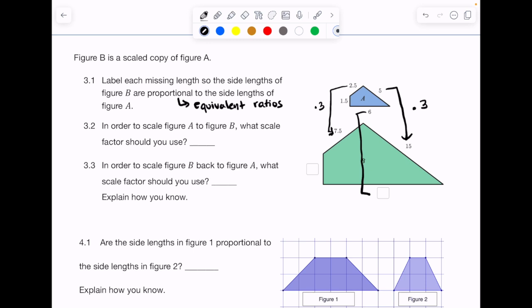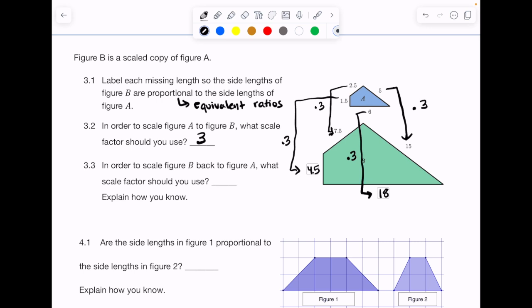To get my missing ones, I have a base down there of 6. So I'll multiply again by 3, and this is going to be 18. And then lastly, I have that side of 1.5 times 3, which is 4.5. Okay. In order to scale figure A to figure B, what scale factor should you use? We used a scale factor of 3.